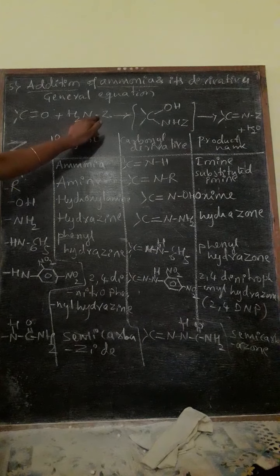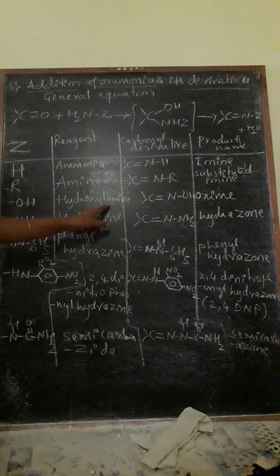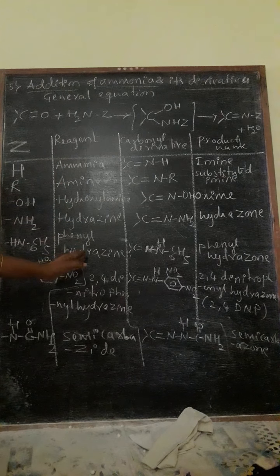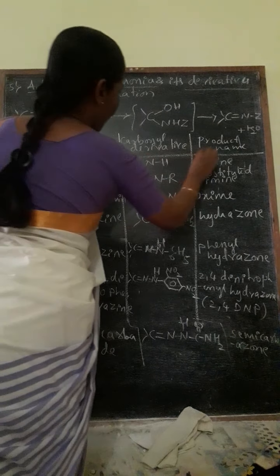Let us consider what are the values of Z. Z may be H. If Z is H, it becomes ammonia. Z may be R. If Z is R, it becomes an ammonia derivative. Either it may be primary amine, secondary amine or tertiary amine. If Z is OH, it becomes hydroxylamine. If Z is NH2, it is known as hydrazine. The reagent names are different. These are somewhat the special names of reagents we have studied in this case.